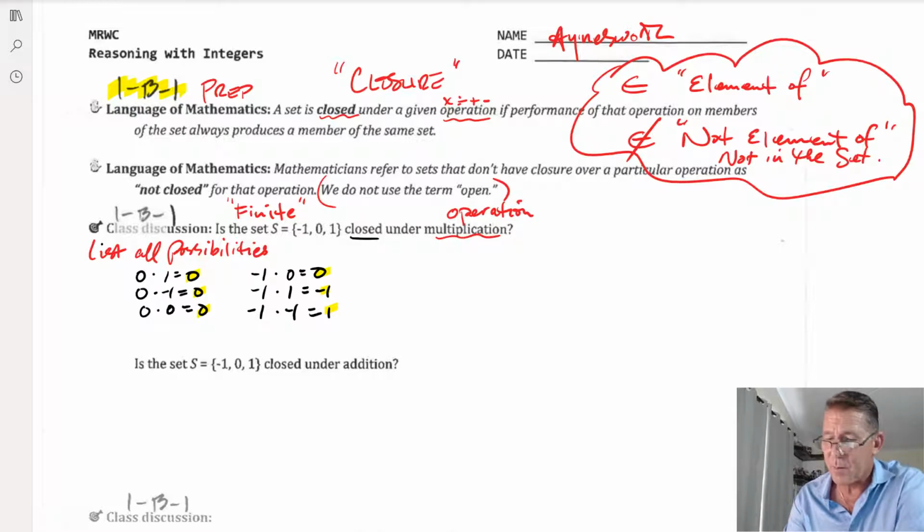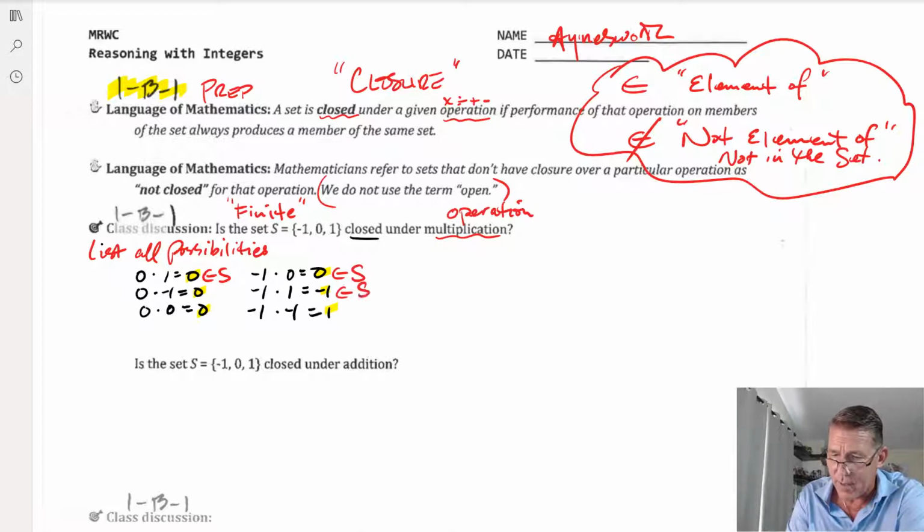Okay, because I use symbols in mathematics all the time because it speeds things up. Now 0 is in the set, so it's an element of S. Negative 1 is an element of S, and 1 is an element of S. All the results so far are in the set. So far I was able to show that if you take any two numbers in the set, multiply them together, the result's in the set. But I'm not done yet because I did it for 0, I did it for negative 1, and now I have to do it for 1.